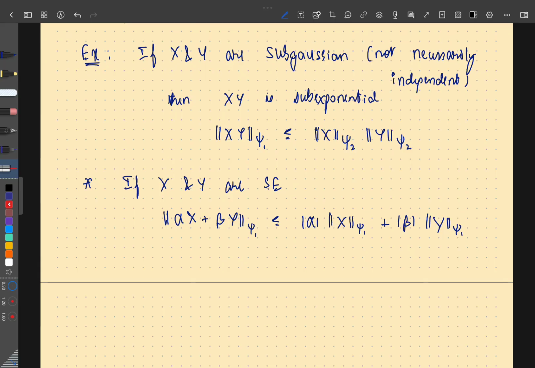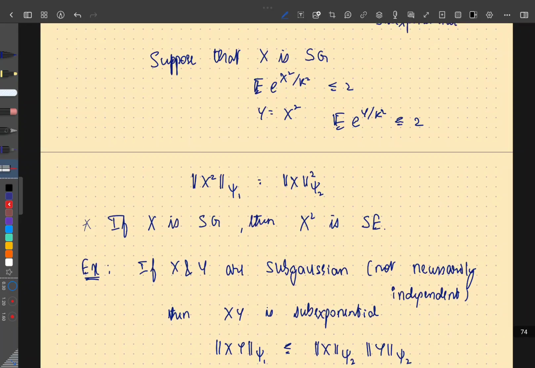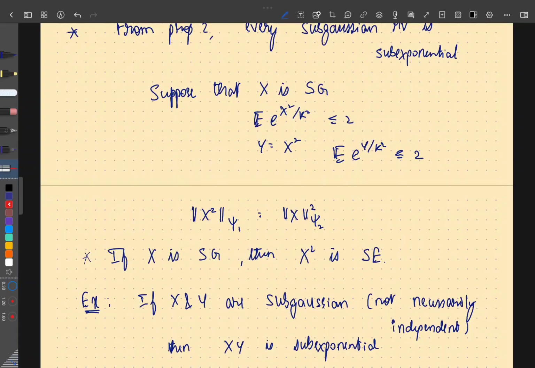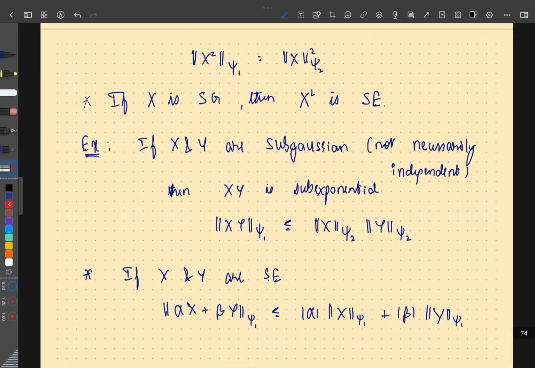For example, you could just take x equal to y, right? So in that case, the sub-exponential norm of x square is upper bounded by the sub-Gaussian norm of x times the sub-Gaussian norm of x, which is just the sub-Gaussian norm of x the whole square, which is what we saw earlier. But this is sort of a generalization of the previous statement, that previously we showed that if x is sub-Gaussian, then x square is sub-exponential. Now what we're saying is that if x and y are sub-Gaussian, then xy is sub-exponential.